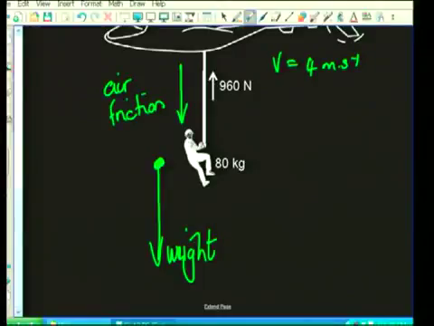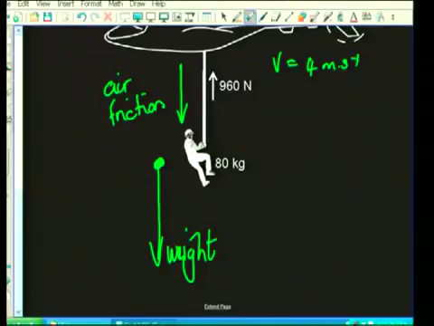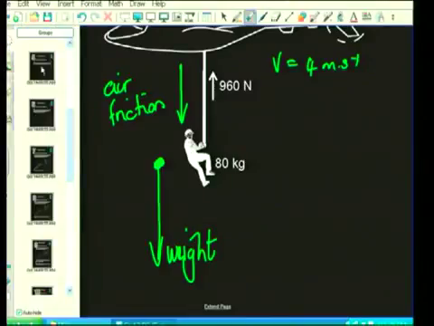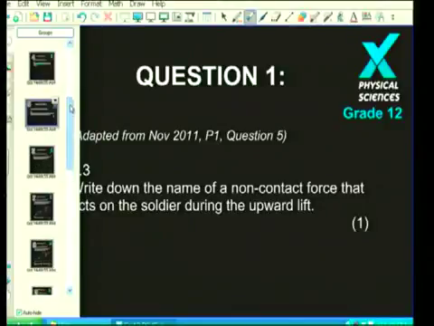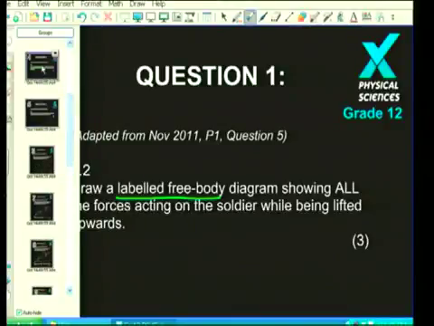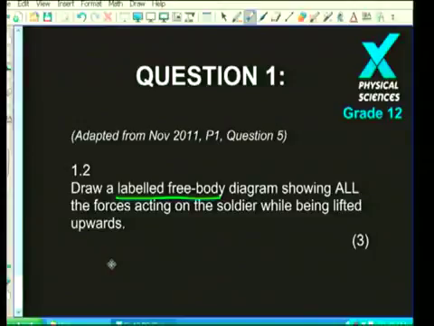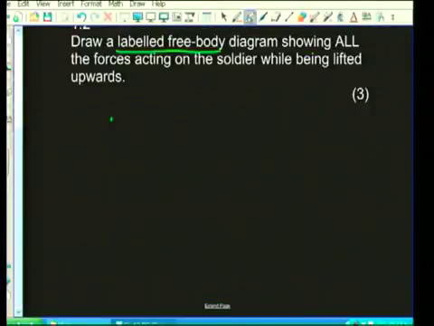Okay, so now we've got 3 forces. Nothing is moving him sideways. Those are our 3 forces. We now need to put these 3 forces into our free body diagram, okay? So let's do, there it is. It has to start with a dot. So there we go, and we make it nice and neat.